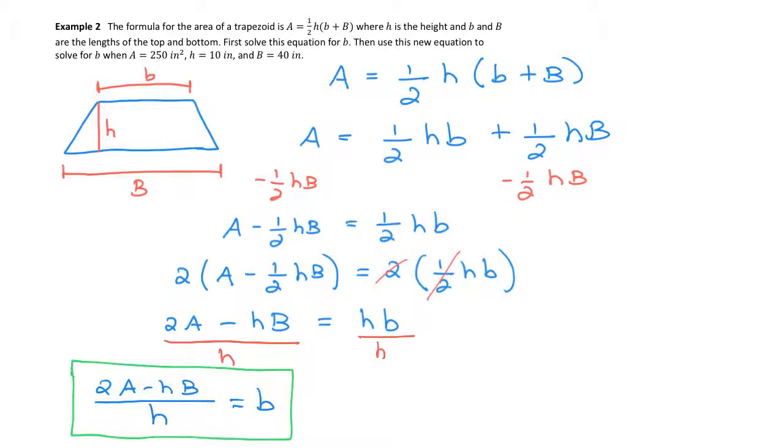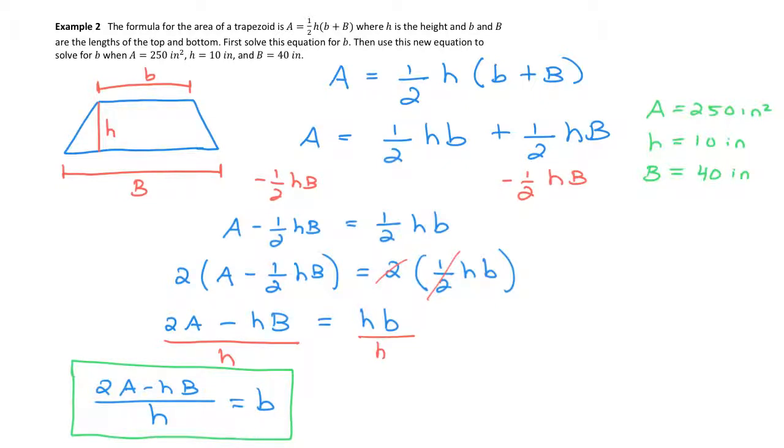So for the second part of this example, now that I've rewritten this equation, so I have this lowercase b, if I know that the area, so I'll jot these values down, if I know that the area is equal to 250 square inches, the height is 10 inches, and uppercase B is 40 inches, I should now be able to solve for b. I can take those three values, put them in place of a, b, and h, reduce this whole side to get my final answer of b.